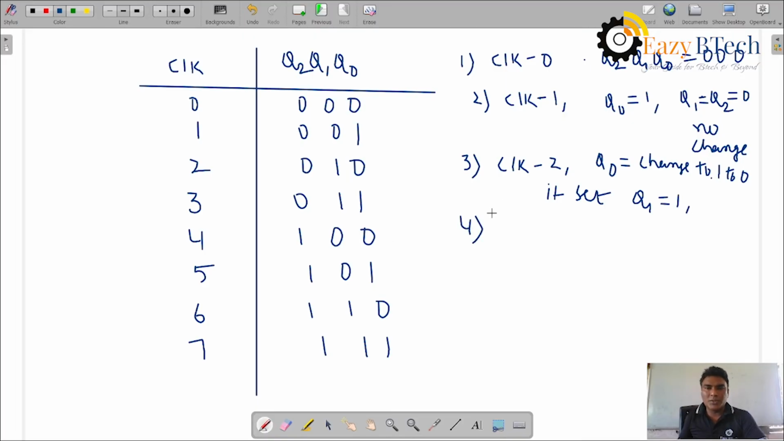Now the third clock pulse. What happens? Q0 and Q1 will be 1, and Q2 is in no change state.